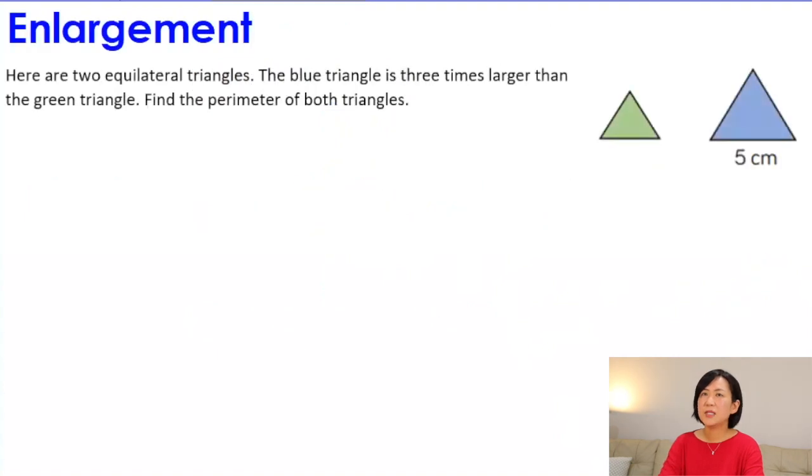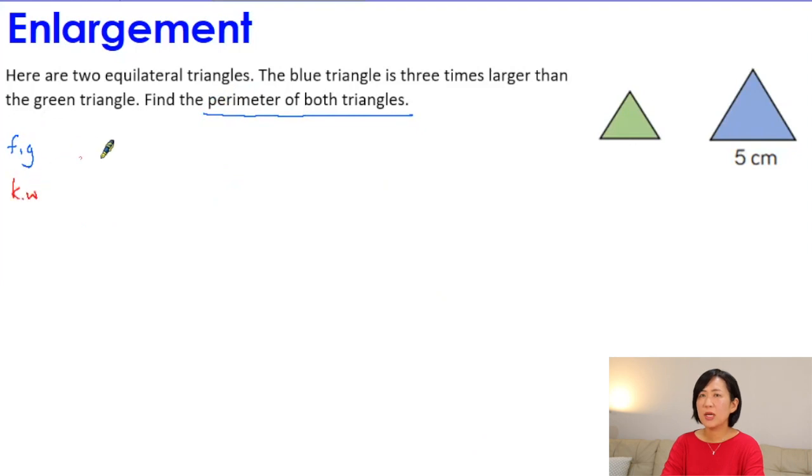The first topic is enlargement. Here are two equilateral triangles. The blue triangle is 3 times larger than the green triangle. Find the perimeter of both triangles. So in this question, you can see 2 triangles, right? Let's think about our final goal. Our final goal is finding the perimeter of both triangles.